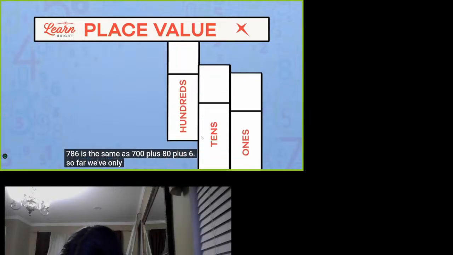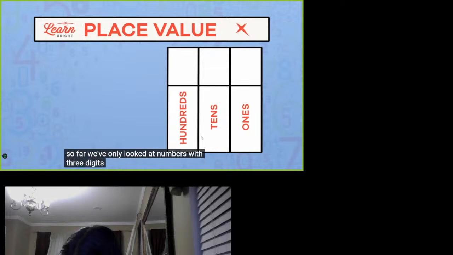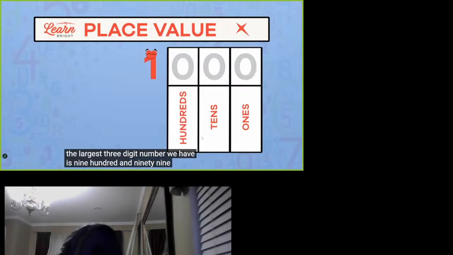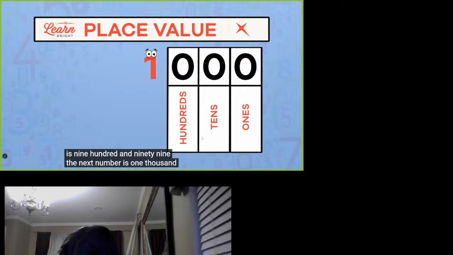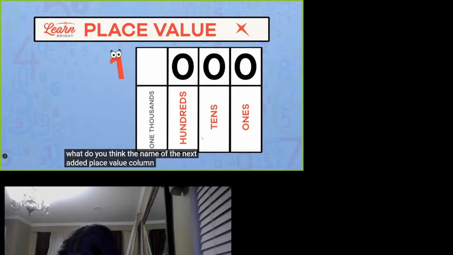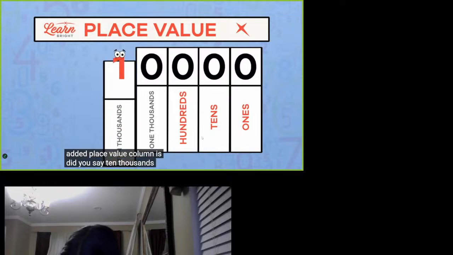So far, we've only looked at numbers with 3 digits. Let's talk about the place values after hundreds. The largest 3-digit number we have is 999. The next number is 1,000 and has 4 digits. Can you guess what the next place value is named? Did you say 1,000s? Great job. So, what do you think the name of the next added place value column is? Did you say 10,000s? If so, you're exactly right.